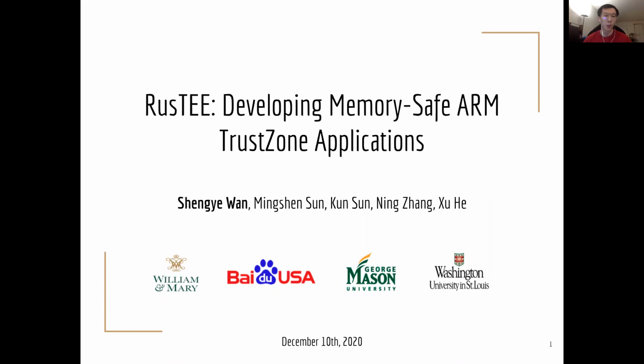My name is Shengye Wan. I'm a PhD graduate from the College of William and Mary. This paper is a collaboration with Minsheng from Baidu USA, Professor Sun and his student Xu from George Mason University, and Professor Zhang from Washington University in St. Louis. In summary, our paper provides a complete memory-safe SDK in the programming language Rust, and this SDK can contribute to developing reliable applications for the ARM TrustZone architecture.